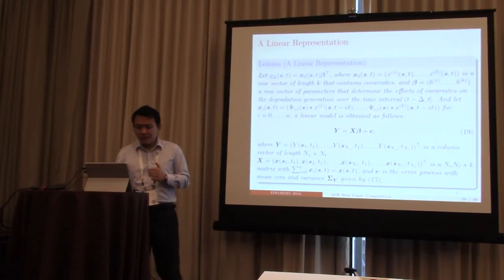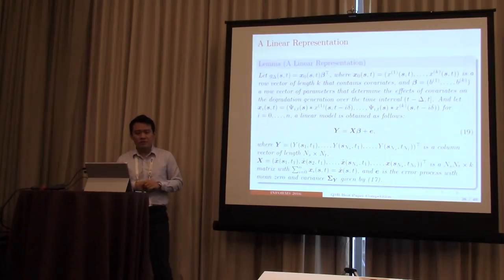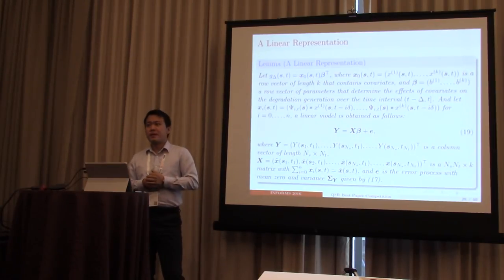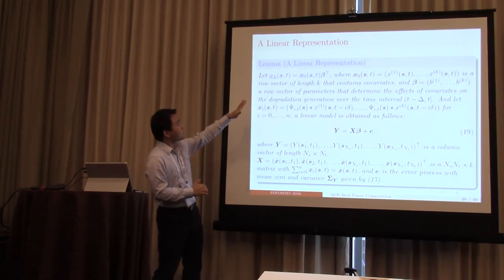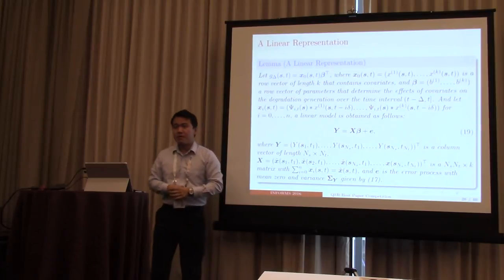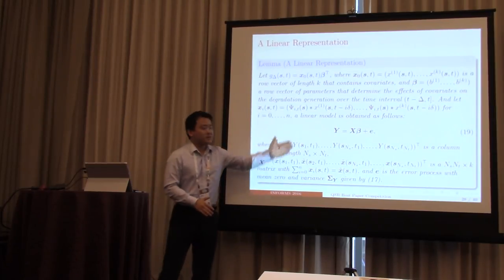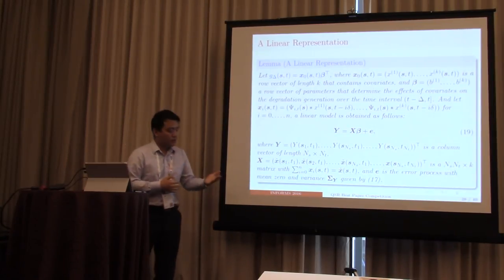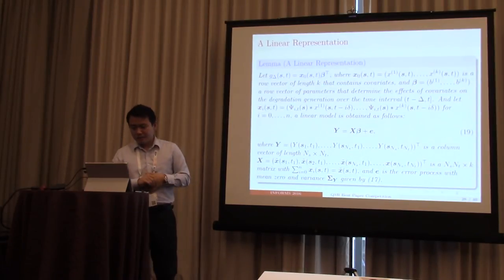Okay, we can also derive some nice properties of this model. Let me quickly show you what they are. First of all, we can show that this model actually has a linear representation, as long as the generation term can be written as a linear function of some covariates. It's always nice if we can see a linear representation because, for example, if you want to do parameter estimation, we can use least squares. Although I'm going to show you, we don't want to do that because of the computational complexity.